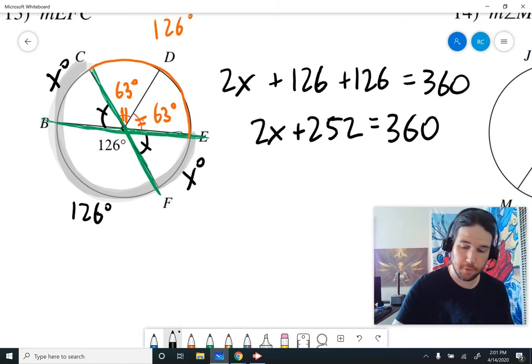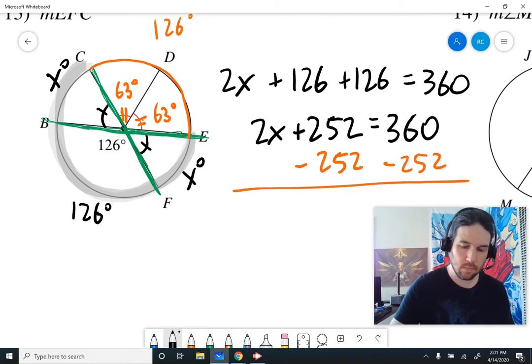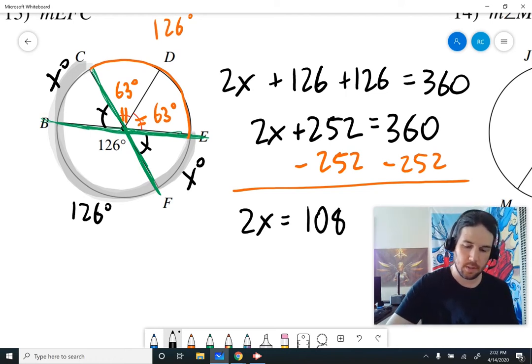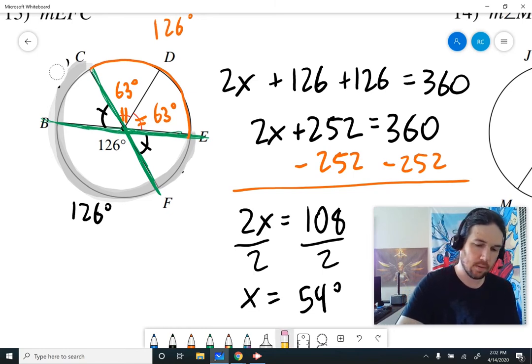We will subtract 252 from both sides. Let's see, 360 minus 250 would be 110. Minus another 2 is 108. Divide both sides by 2. X equals 54 degrees. So we now know that these two x's are 54 degrees.